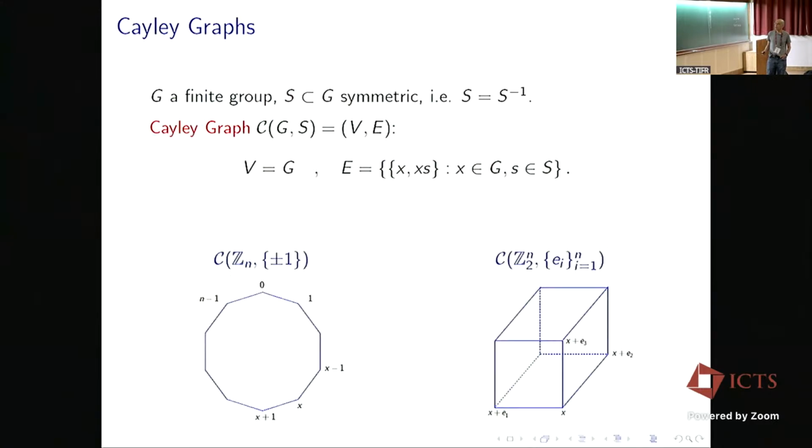What are Cayley graphs? Cayley graphs are constructed as follows. We have a finite group and some symmetric subset S of the group, so S equals S inverse. The Cayley graph is the graph on the vertex set G, and the edges are the pairs X, Y in G where Y is X times s, where s is in the generating set. For example, the n-cycle is the Cayley graph of Z_n, the integers mod n, with generating set plus or minus 1. This is written additively. And the cube is the Cayley graph of Z_2 to the n with the unit vectors as the generating set.